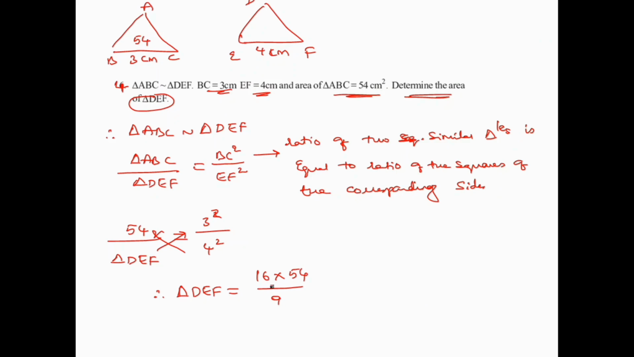Hope this is clear to everyone, right? So how do we solve this? Solving this using the 9 table, the answer comes out as 96 centimeter square. Hope this is clear. So this is the area which you are required to remove. Let's look at the next one.